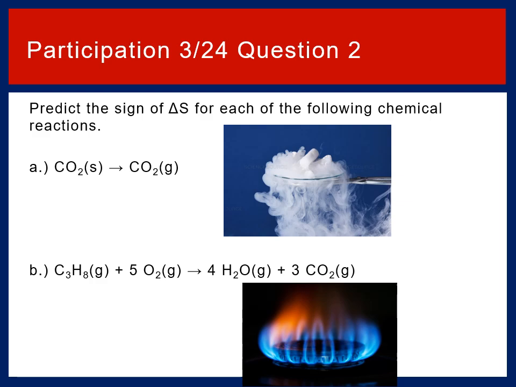Participation 324, question 2. Predict the sign of delta S for each of the following chemical processes. A, CO2 solid becomes CO2 gas, and B, C3H8 gas plus 5O2 gas yields 4H2O gas and 3CO2 gas. This is the second question on participation 324 due Tuesday, March 24th at 11:59 p.m. over on Blackboard. The link to the assignment is right below the document where these videos are posted. Again, predict the sign of delta S for each of the following processes. A, that's sublimation of carbon dioxide, and B is the combustion of propane. Got pictures of them, spicing it up a little bit.